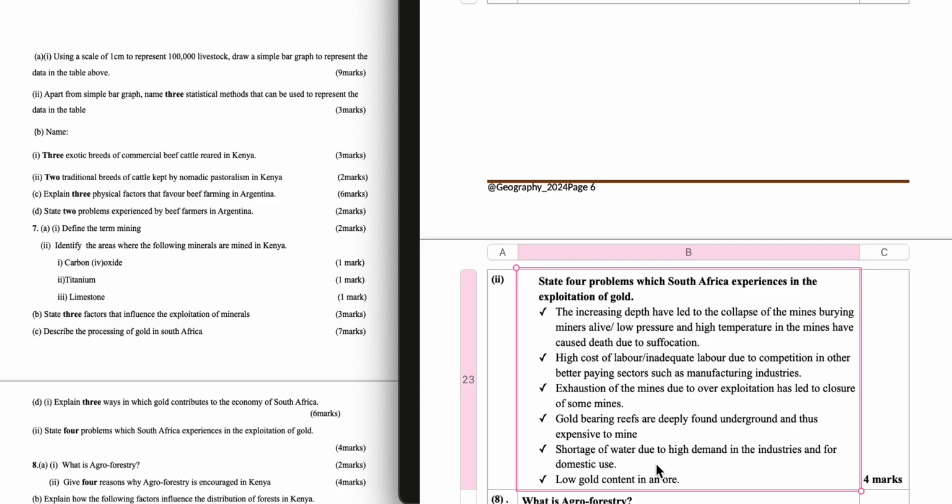Exhaustion of the mines due to overexploitation has led to the closure of some mines. Gold-bearing reefs are deeply found underground and thus expensive to mine. Shortage of water due to high demand in the industries and for domestic use. Low gold content in an ore.